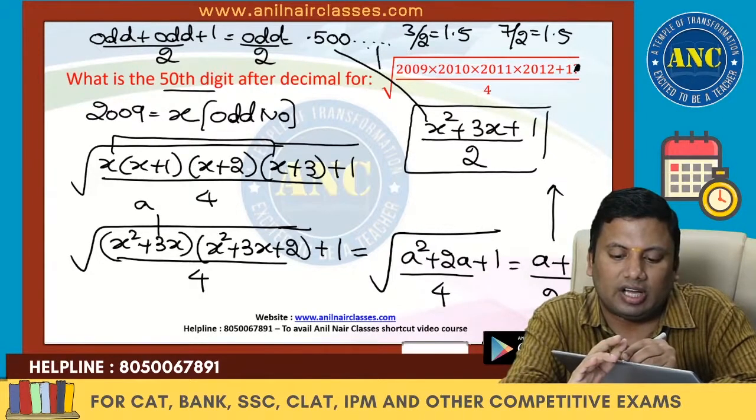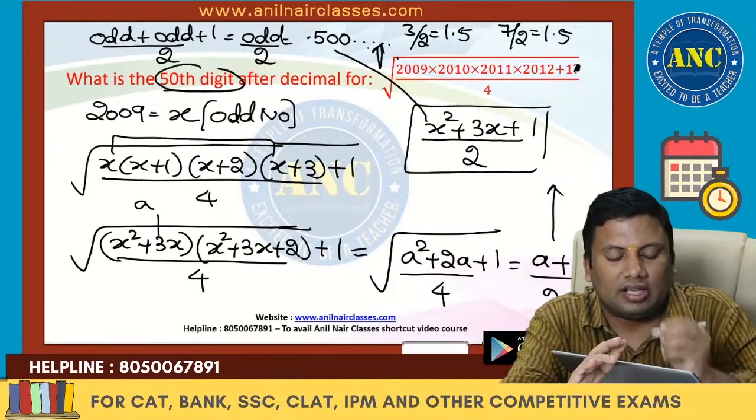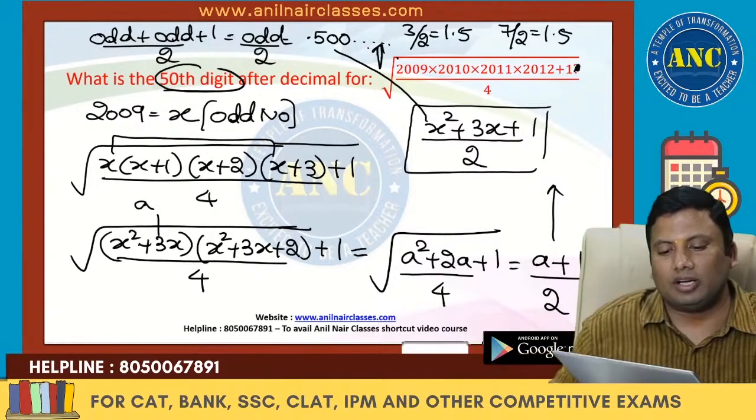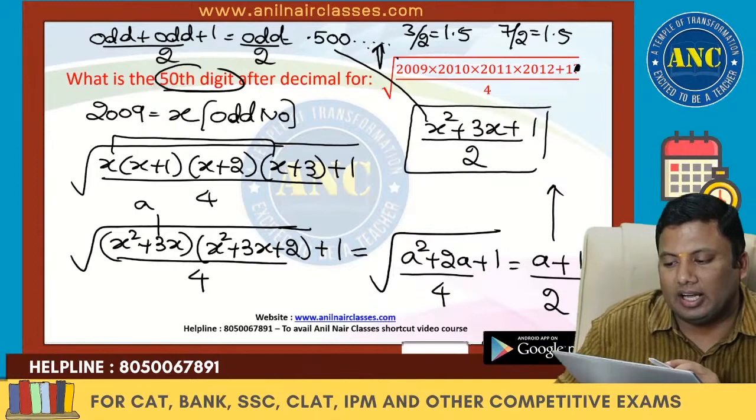The 50th digit after the decimal, the answer is 0. I hope the idea is clear.